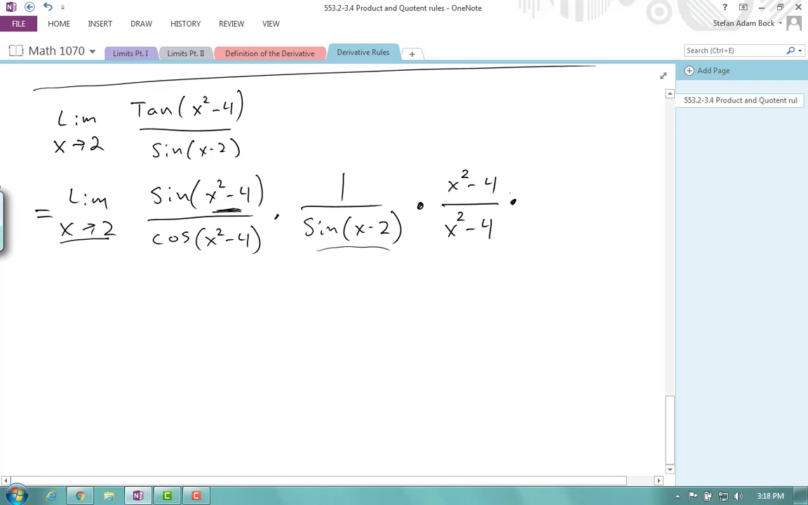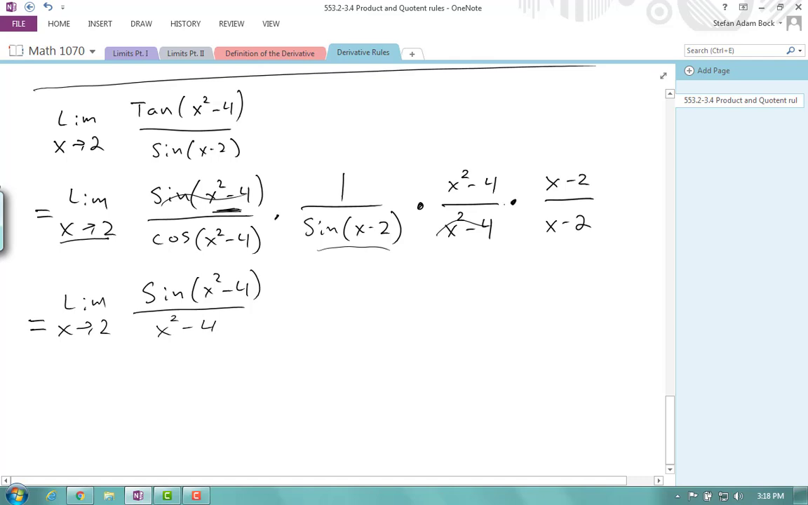And I'm going to do the same thing for this sine on the bottom. I'm going to have an x minus 2 over an x minus 2. Now I'm going to rearrange all these things in their fractions to group up exactly the way I want them to. With the sine of x squared minus 4, I want the x squared minus 4.